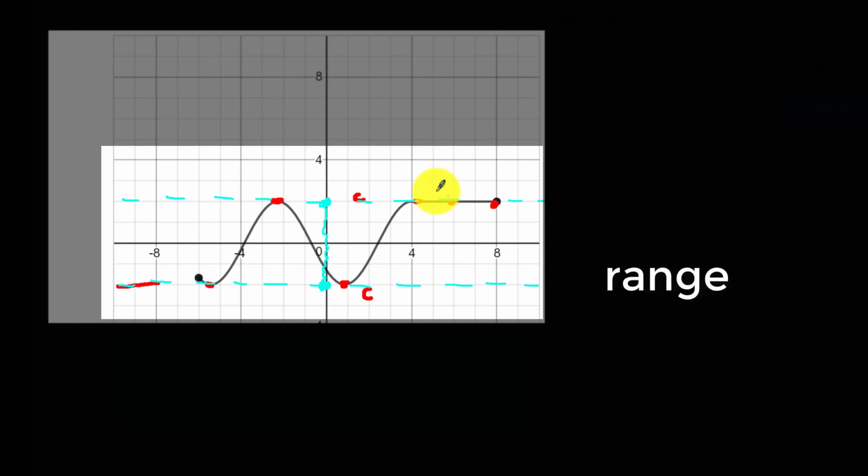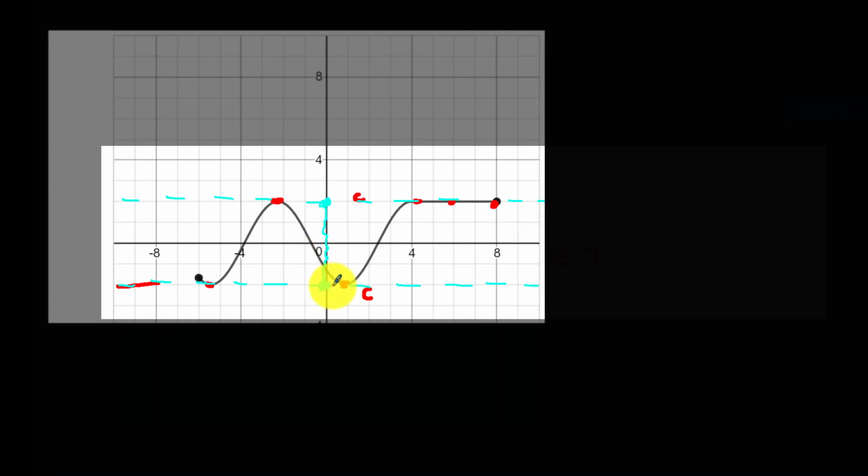To write our range, it will be y greater than or equal to -2, this one, the y value is +2. So y is greater than or equal to -2, y is less than or equal to +2. So this should be our range.